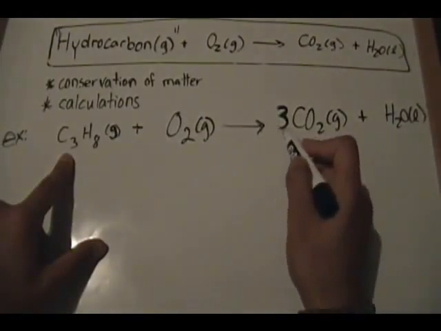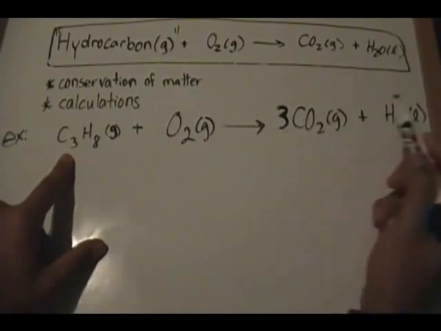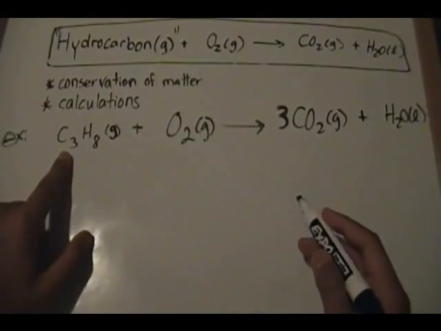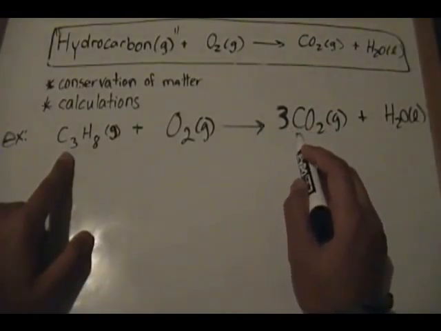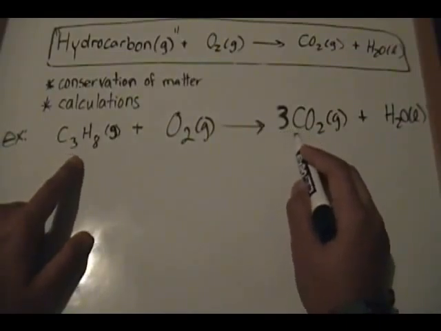These are known as coefficients, the number we put in front. These are used to help balance out one side to the other. So again, we have 3 carbons here. We're going to put a 3 here to have 3 carbons on this side as well. Now the carbons are all balanced.